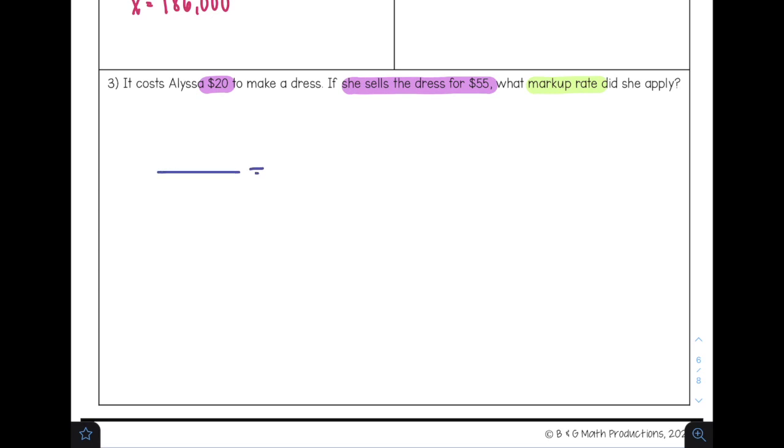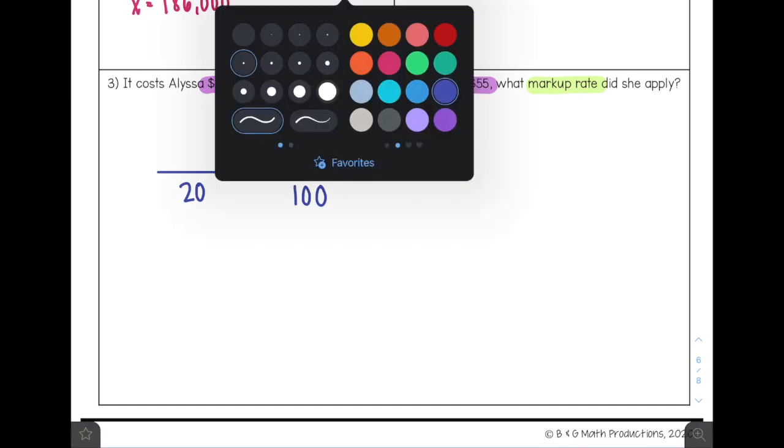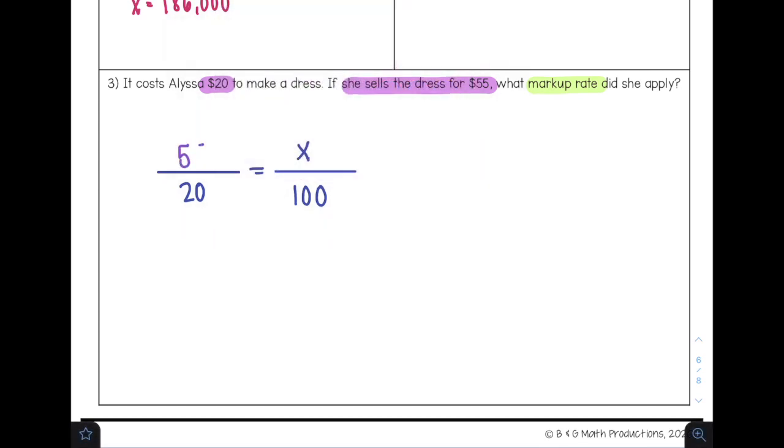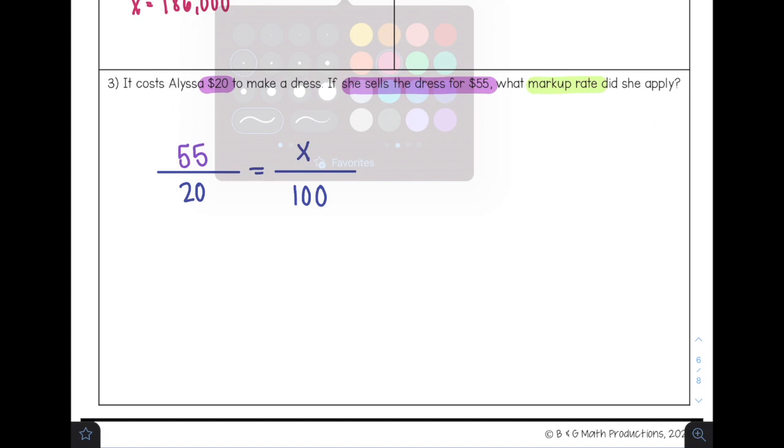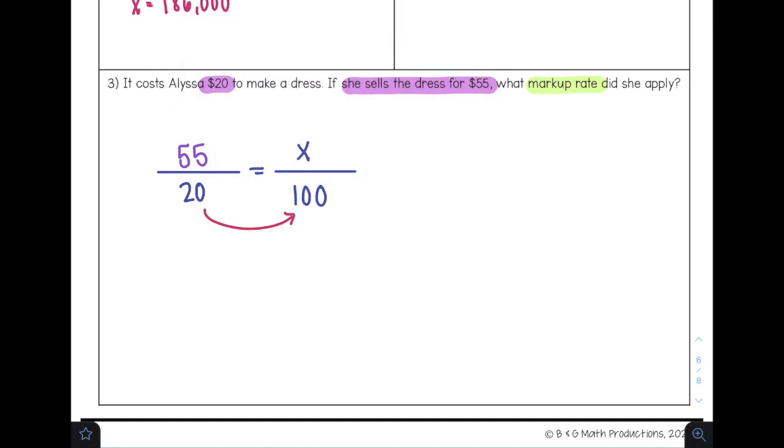So, you know me, I always use my proportion when I'm talking about percentages. So 100, we don't know the percent. We know it cost her originally the wholesale price, $20, and then she sold it for $55. So now I'm going to simply say 20 to 100. What am I going to do? All I have to do, multiply by 5. So that means 55 times 5 is going to give me my missing piece. So X is going to be 275.